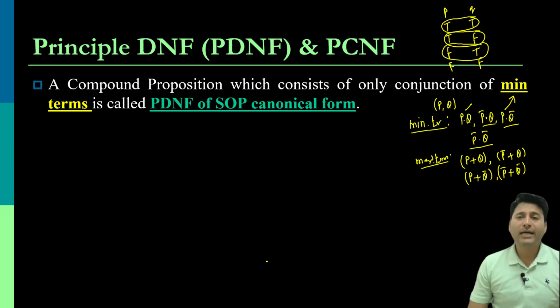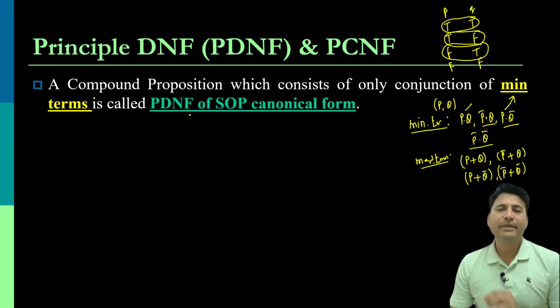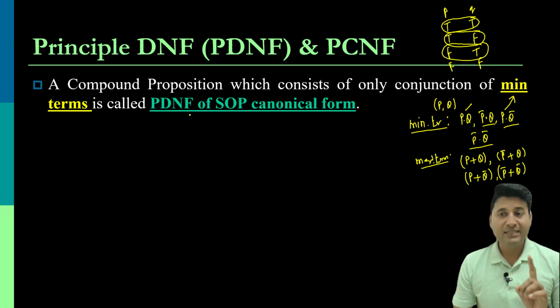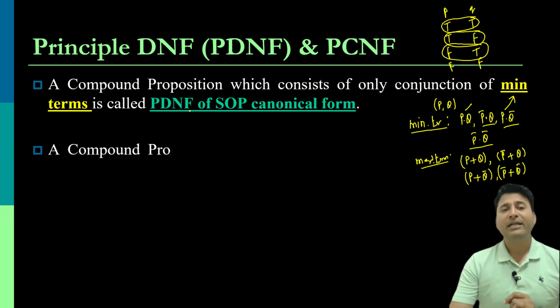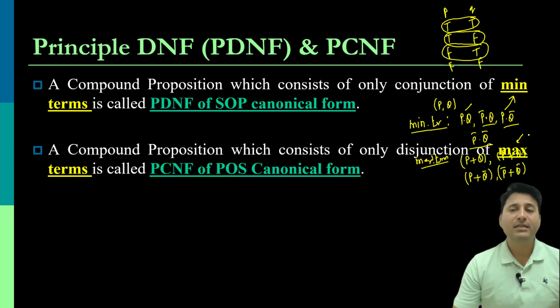Understood? We called a DNF as a PDNF if every term is a min term. If every term is a min term, we called a CNF as a principal CNF if every term is a max term.